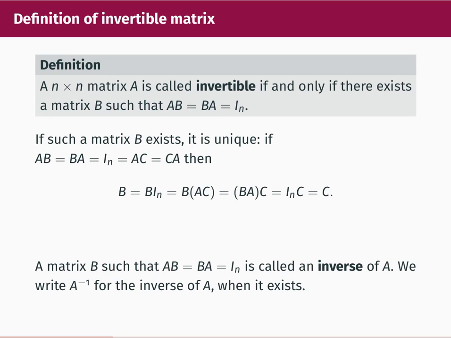Here's the definition of an invertible matrix. An n by n matrix A is called invertible if and only if there exists a matrix B such that A times B and B times A are both equal to the identity matrix.